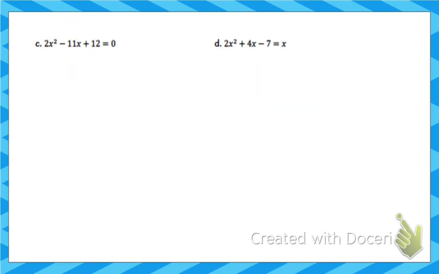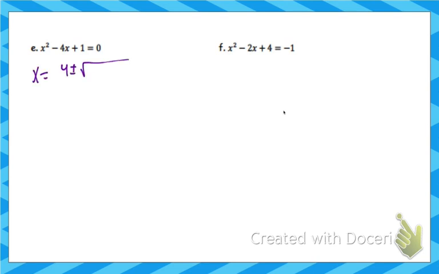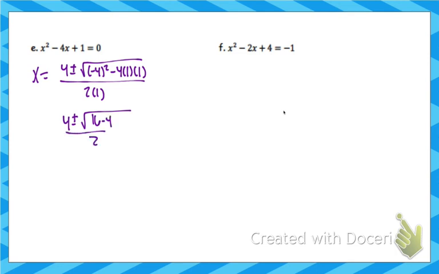All right, let's do 2 more. Again, if you haven't already, try these 2 on your own. All right, so negative b plus or minus the square root of b squared minus 4ac all over 2a. So this is going to be 16 minus 4 over 2. So this is going to be 12 over 2.